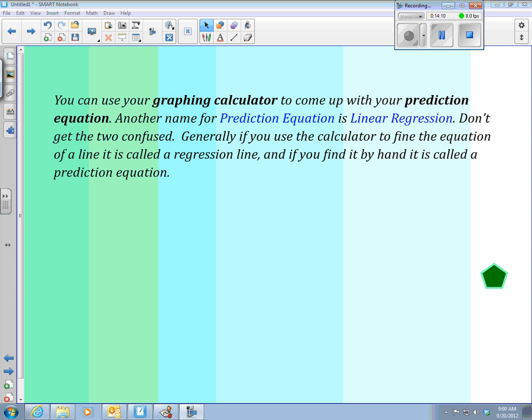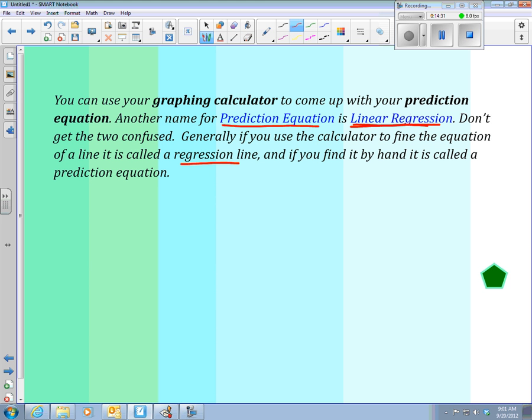Okay, you can use your graphing calculator to come up with your prediction equation. Another name for prediction equation, what we've been finding, is linear regression. Don't get the two confused. Generally, if you use a calculator to find an equation of a line, it's called a regression line or linear regression, same thing. And if you find it by hand, it's called a prediction equation.